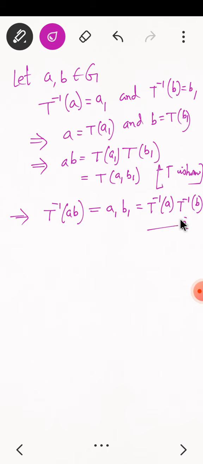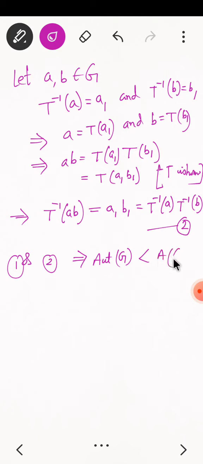So we take this as 2. From 1 and 2 we say that Aut(G) is a subgroup of A(G). So this implies that Aut(G) forms a group with respect to function composition.